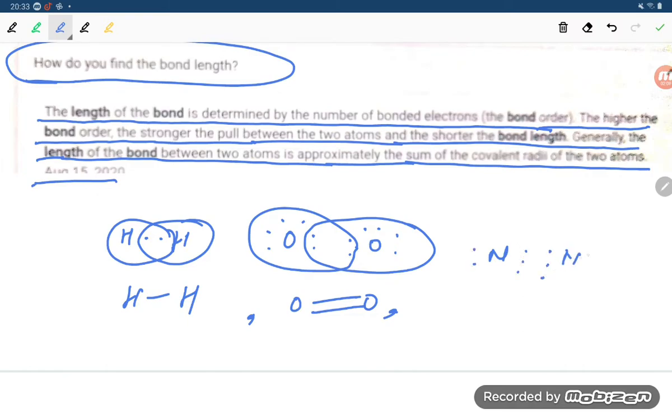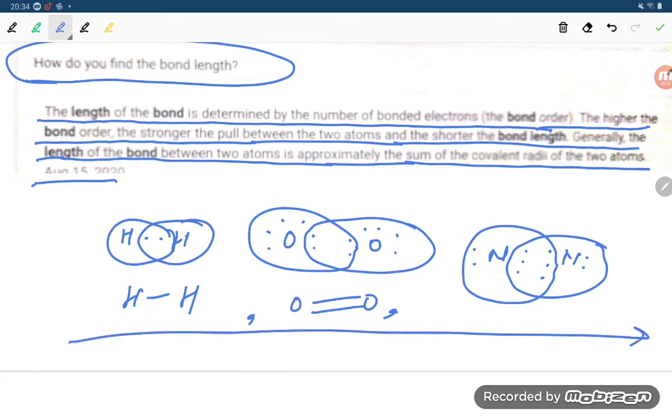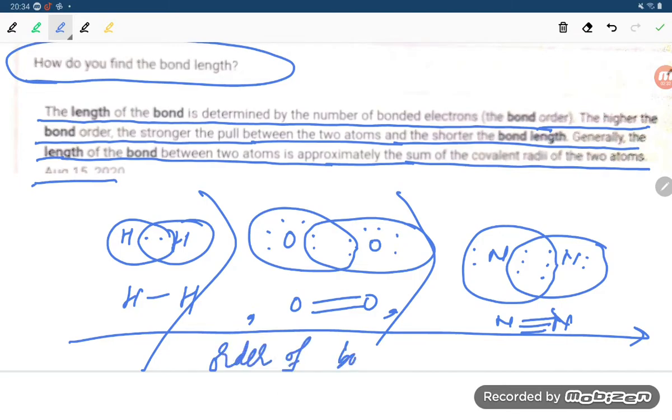So they are saying, students, that the greater the number of bonded electrons, the greater the pulling power and the stronger the bond. And if the bond is stronger, the length will be smaller. So from left to right, the length goes single bond, then double bond, then triple bond. This is the order of bond length.